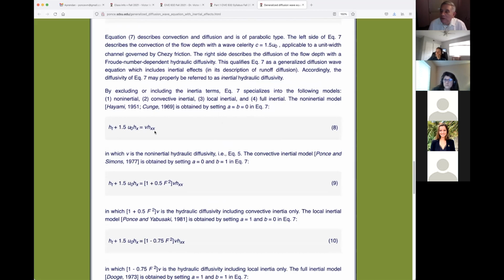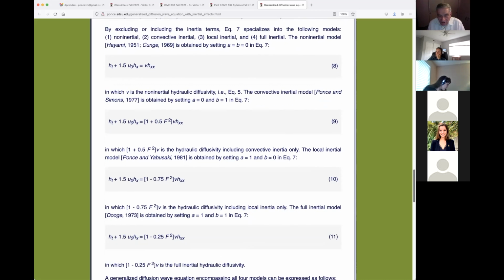And we get this number over here, very simple. That doesn't have any Froude number or Vedernikov number dependency. The convective inertial model is obtained by setting A equals 0 and B equal to 1, and we get this number in here. This is interesting because if you notice, we talked about 1 minus Froude number in some parameter, and this one has a plus. So it is already kind of odd. We'll see how odd it is later on.